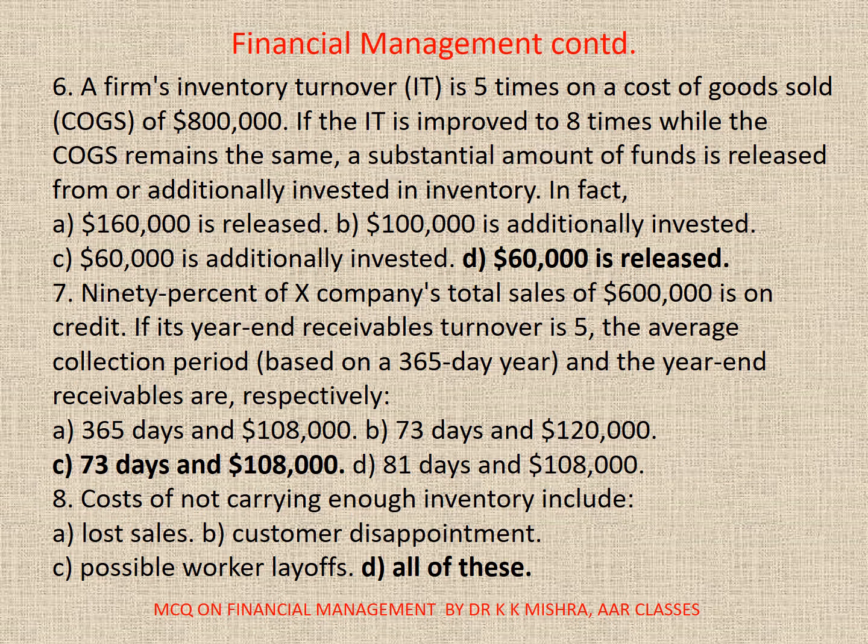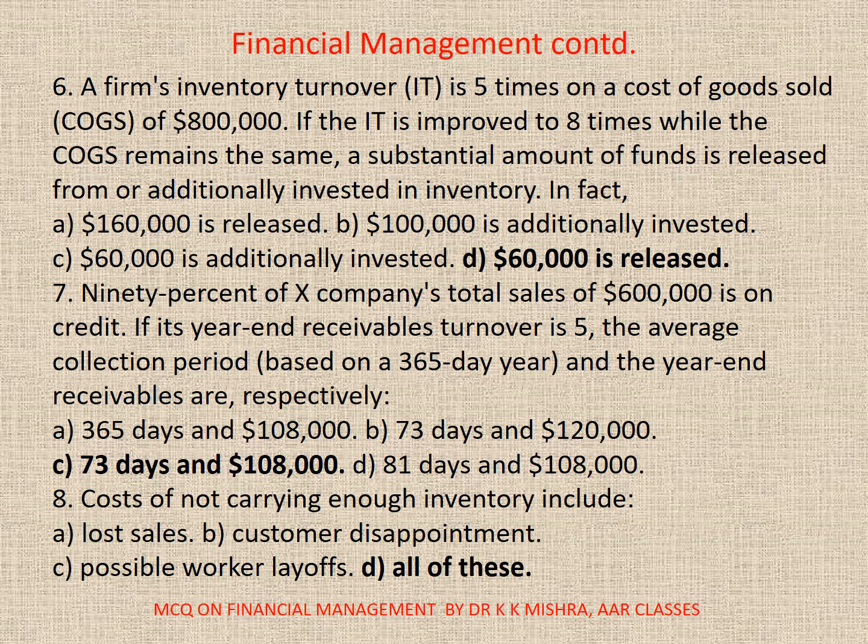6. A firm's inventory turnover, say IT, is 5 times on a cost of goods sold, that is COGS, of $8 lakhs. If the IT is improved to 8 times while the COGS remains the same, a substantial amount of funds is released from or additionally invested in inventory. In fact, if you calculate, you will find it to be D, $60,000 is released.